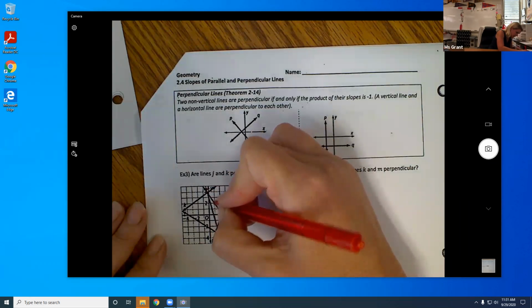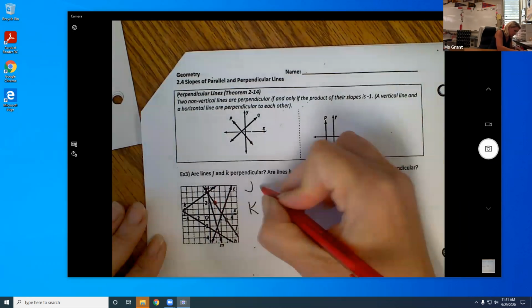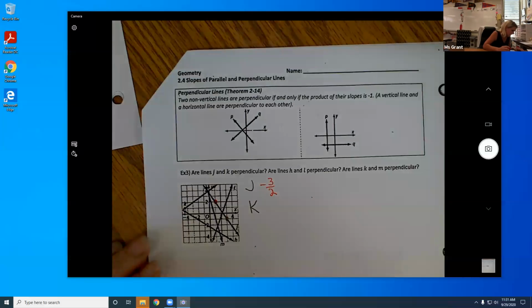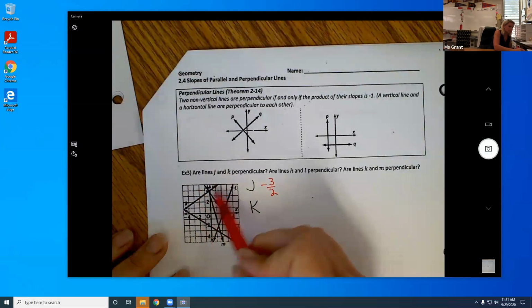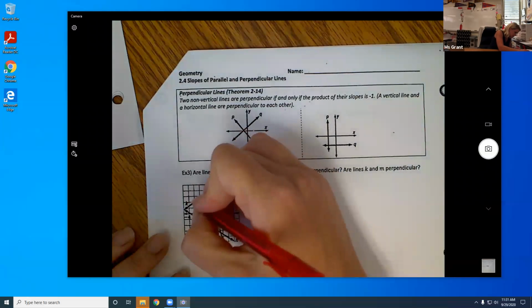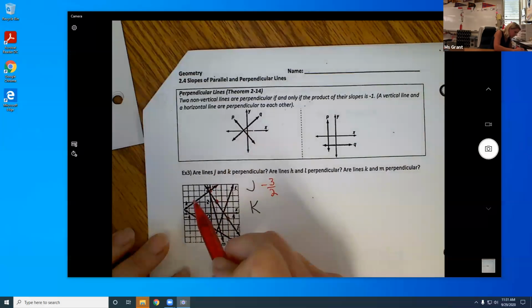There, I guess, kind of. J is 1, 2, 3, -2, -3 halves. K is this one up here, going upward. Here's a perfect intersection. And then 0, 4. 1, 2, 1, 2, 3.